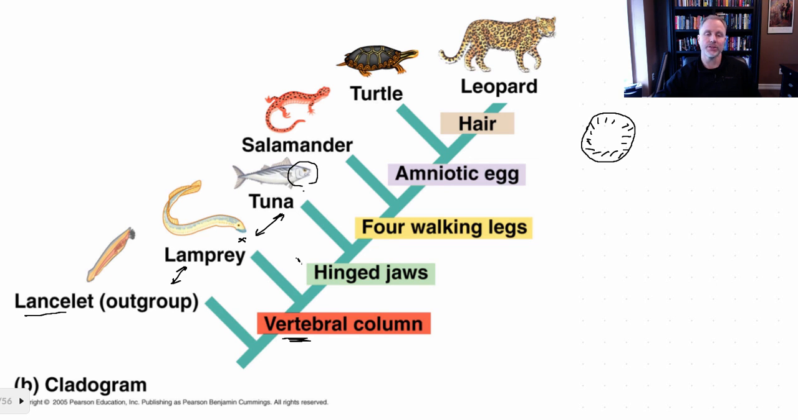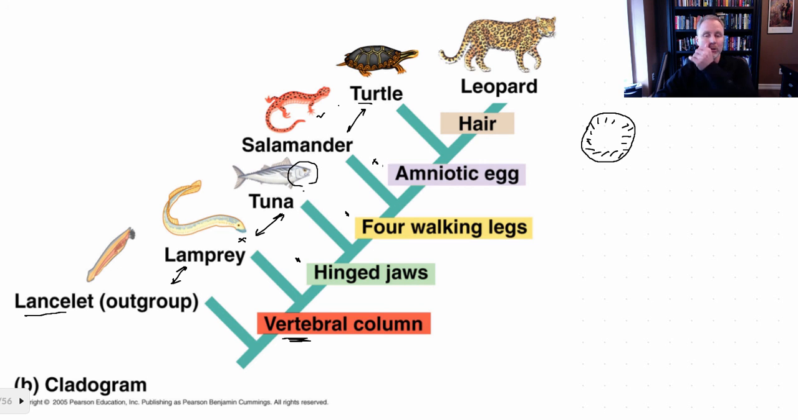Okay, but now that hinged jaw, which was a shared derived character, becomes the shared primitive character when we look at walking legs. These four walking legs in the salamander become the shared derived character. The shared primitive character is the hinged jaw because they both have hinged jaws. Okay. Now the turtle and the salamander both have four walking legs, so what was once the shared derived character is now the shared primitive character, and the distinguisher between the turtle and the salamander is an amniotic egg. So they both have four legs, but only the turtle lays amniotic eggs, the salamander does not.